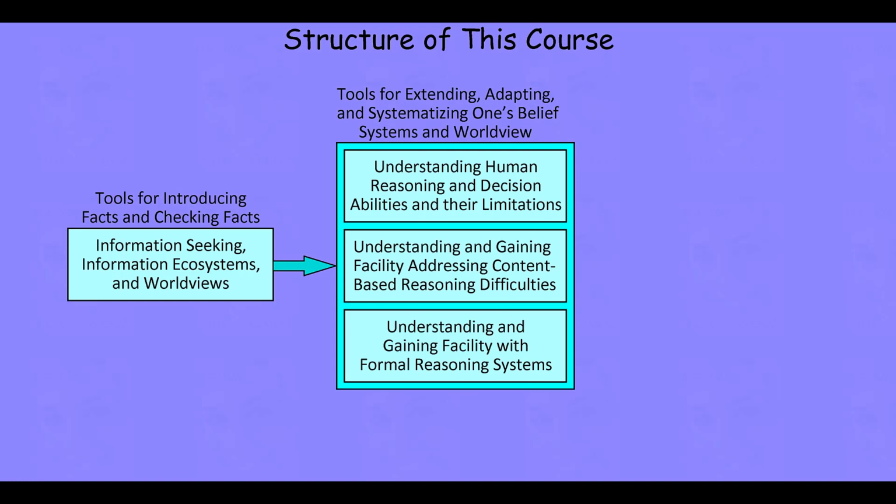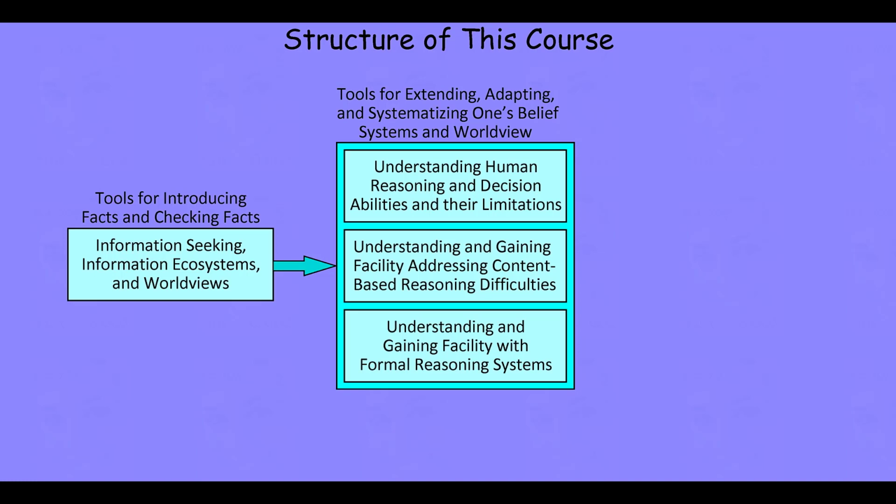Then we'll turn to utilizing that information as opposed to gathering that information. So we'll look at tools for extending, adapting, and systematizing one's belief systems and worldviews. So we'll go back and look in more detail at human reasoning and decision abilities and their limitations. We'll understand and gain facility with addressing content-based reasoning difficulties that arise through contextualization.